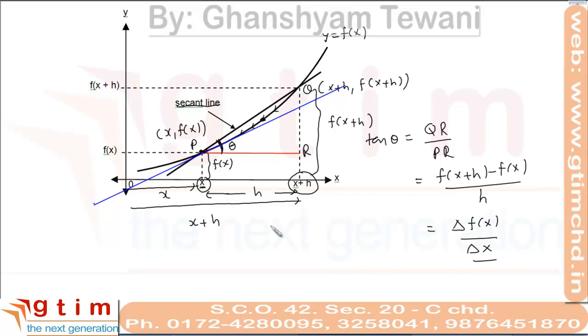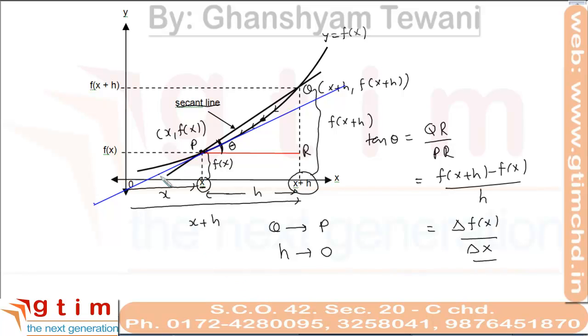So we can say when point Q is approaching point P, the value of h will approach what? See, when point Q is exactly on point P, the value of h will be exactly 0. But when point Q is very close to point P, the value of h is not exactly 0. In fact, it is approaching what? 0.